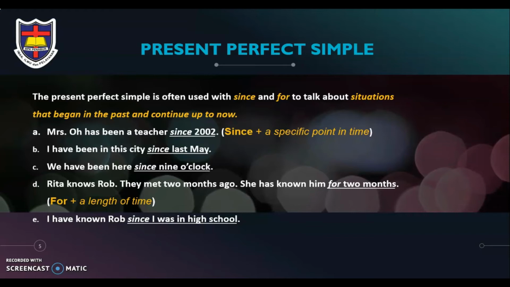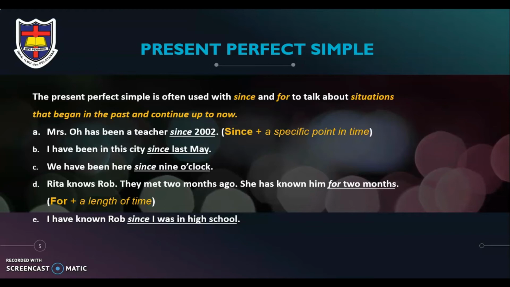I have been in the city since last May. That is a specific point in time. We have been here since 9 o'clock, a specific point in time. That is for, point D. Rita knows Rob. They met 2 months ago. She has known him for 2 months. And last, I have known Rob since I was in high school. That is a specific point in time. Okay, so that is about since and for as two examples of time signals that can be used in present perfect simple.